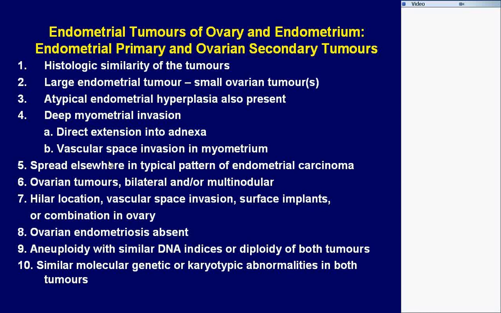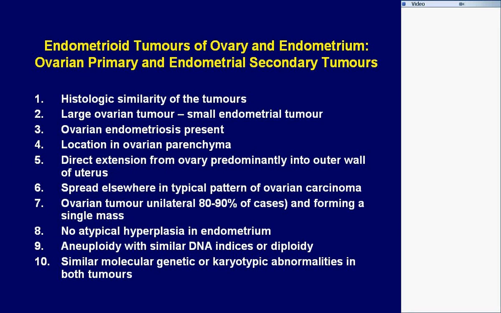Now, I'm not going to go into the details of this, but I think this is a table that I like, and this is another table which has the opposite side. Is the tumor of ovarian origin? Is it primary ovarian and endometrial secondary? Again, look at where the bulk of the tumor is.